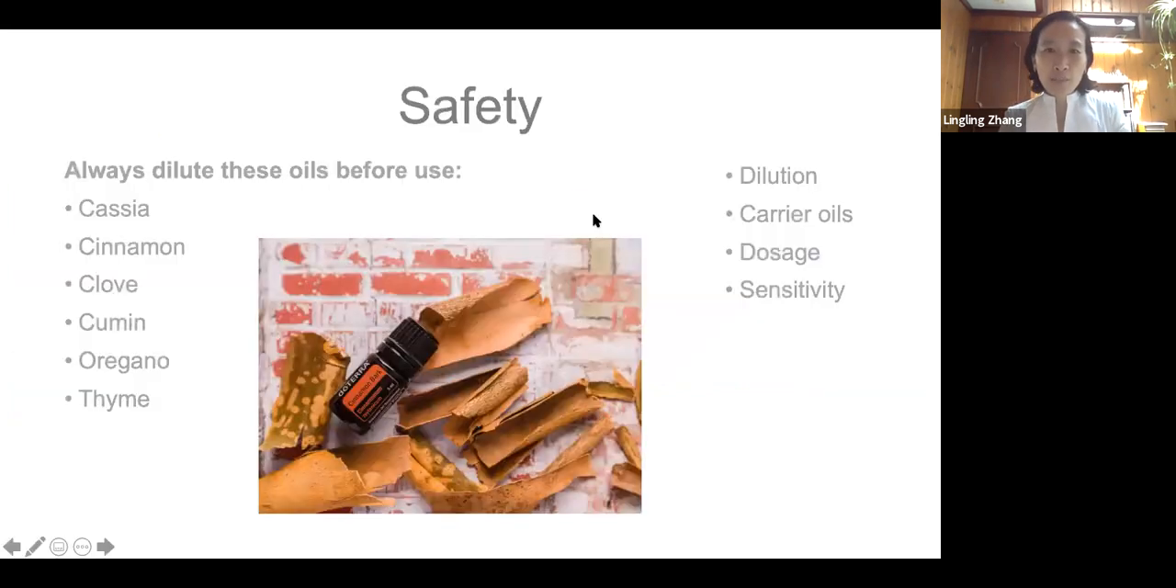Now, when it comes to applying, I need to re-stress the safety issues, because some oils are very hot. They can cause skin irritation. The oils that we definitely want to dilute are cassia, cinnamon, clove, cumin, oregano, and thyme. Some oils you may not have, like cumin, which you cannot buy alone. But thyme, remember, we talked about thyme today. It's good for your respiratory system, but it's one of those hot oils. So when you apply it topically, you need to dilute it.